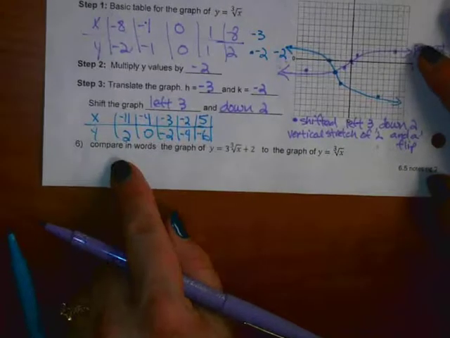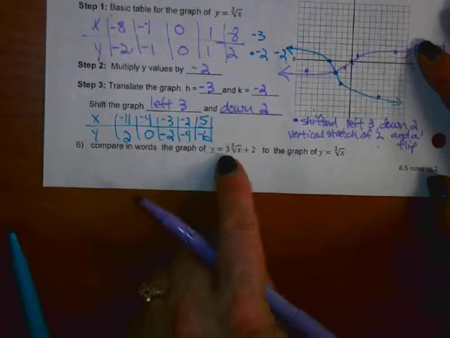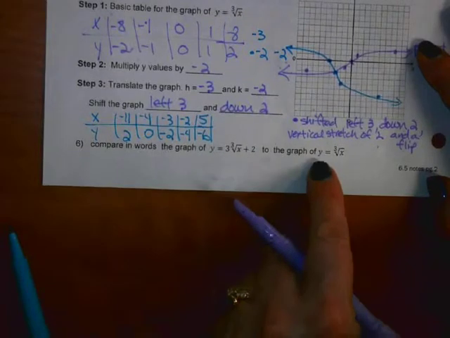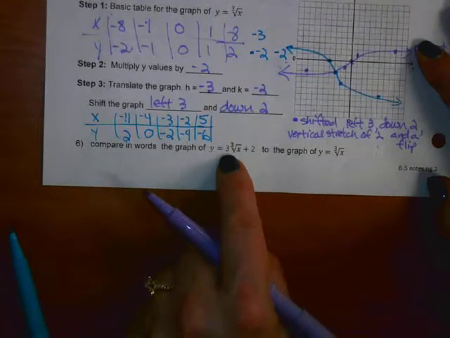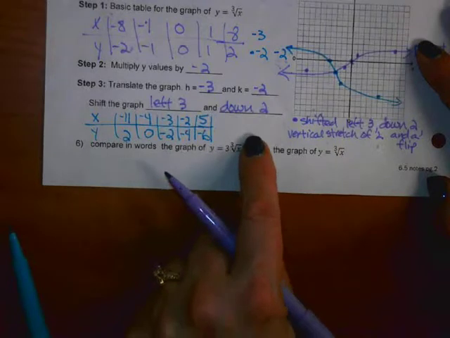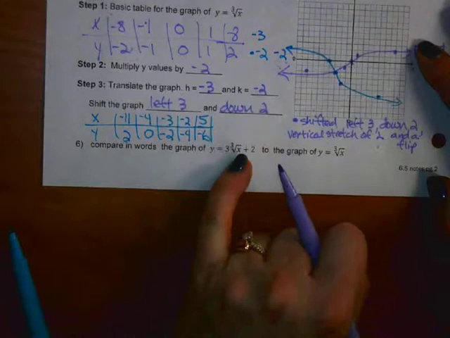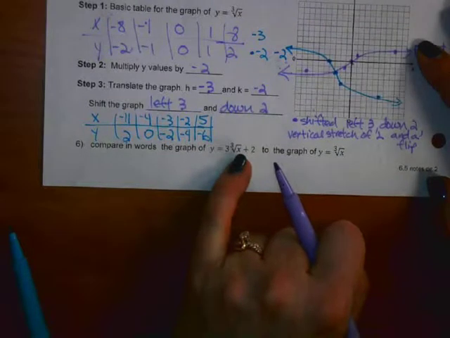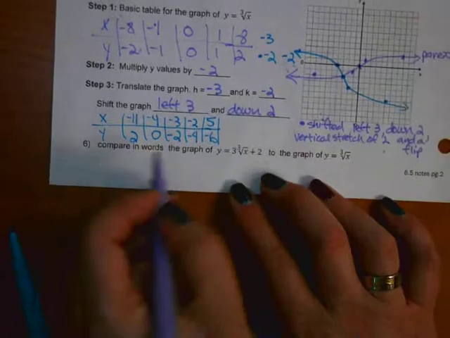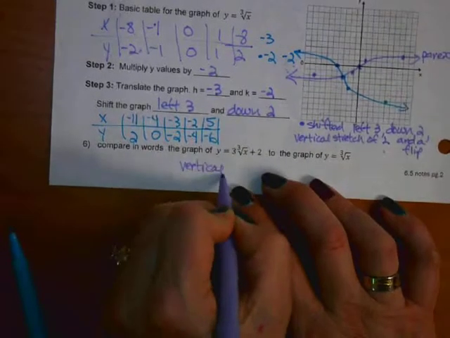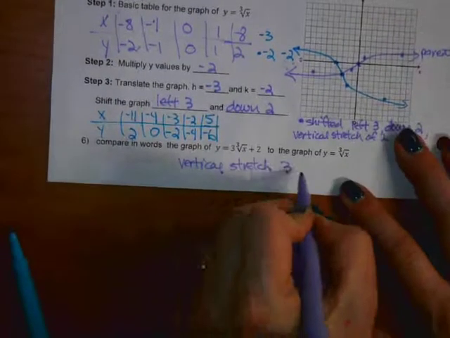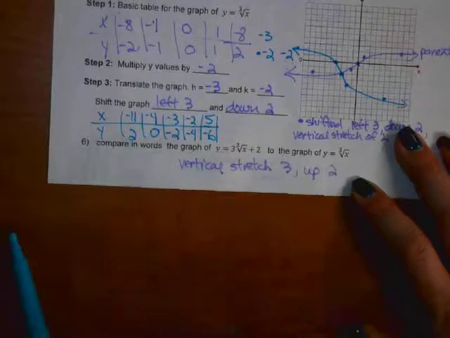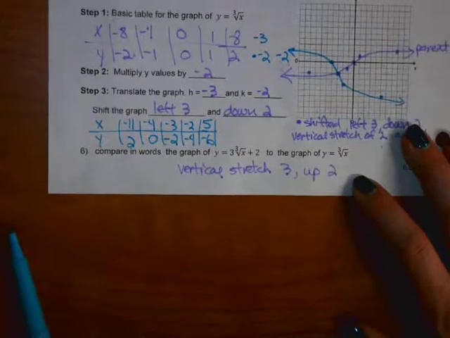Let's do another one without graphing. Compare in words the graph of y equals 3 times the cube root of x plus 2 to the parent function. So a is 3, which causes a stretch. There's no flip because that's positive. Plus 2 just causes it to go up 2. There's nothing else, there's no h in here. So there's no horizontal movement, no left and right shift. So I'm just going to say a vertical stretch of 3 and up 2 is what happened. And that's all you would have to say in words. Okay, that's it.